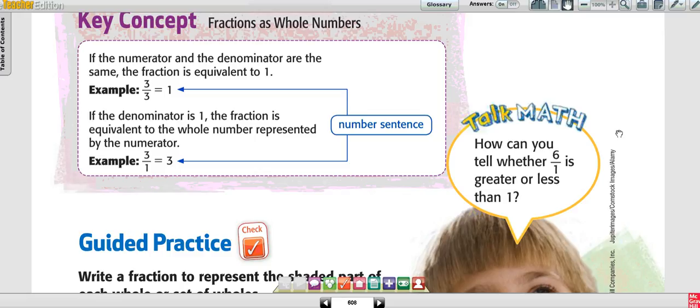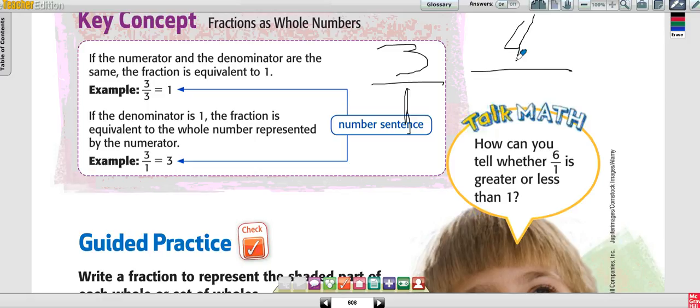So again, if the numerator and the denominator are the same, the fraction is equal to 1. If the denominator is 1, meaning the number on the bottom is 1, okay, the fraction is equivalent to the whole number represented by the numerator. So if I have 3 over 1, that's going to equal 3. See, so if I have 4 over 1, this is going to equal 4.